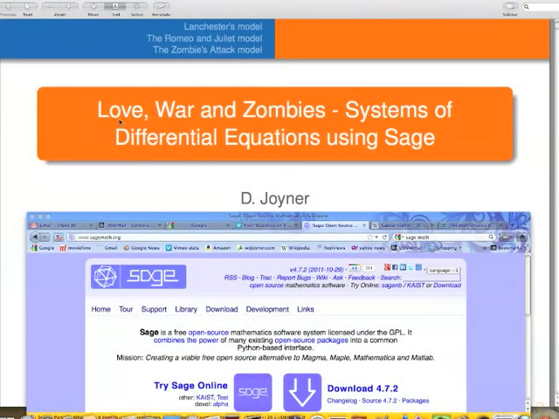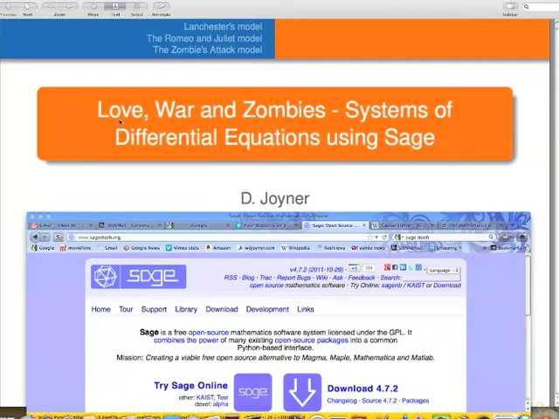This is David Joyner. I'm going to talk about how to use SAGE to solve differential equations. The applications we'll be looking at are applications to battles, Lanchester's models, also zombies, zombie attacks, and Romeo and Juliet.